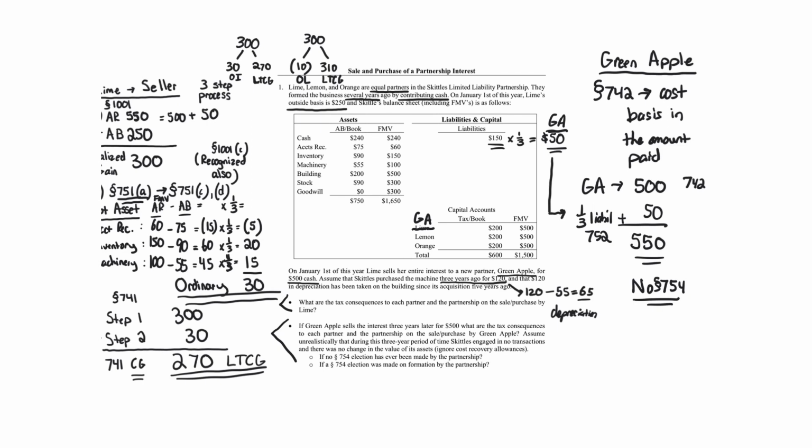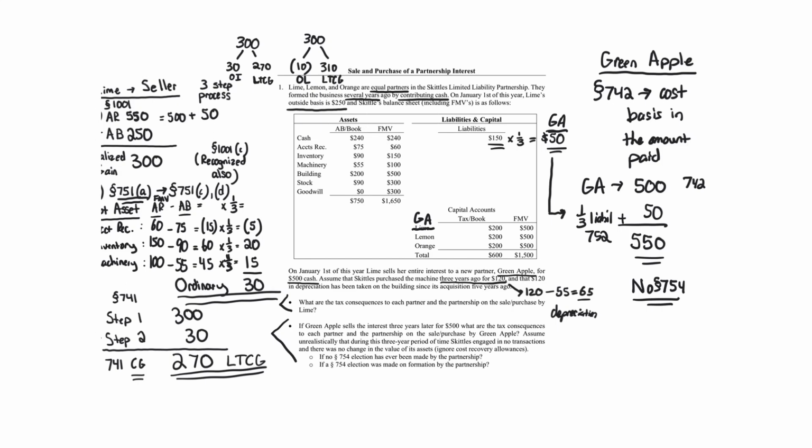Some of you are wondering, well, how could that be? That is how everything works out. And to illustrate the disparity that creates, let's jump to the next part of the problem. So that is the answer to that part. If there's no 754 election in place, which we're not told, Green Apple takes a $550 basis in the partnership interest, outside basis. All the assets keep the same bases, right? Because no assets are gone. Green Apple literally just takes the shoes of Lime inside the partnership. So Green Apple's capital account is $200, fair market value is $500.